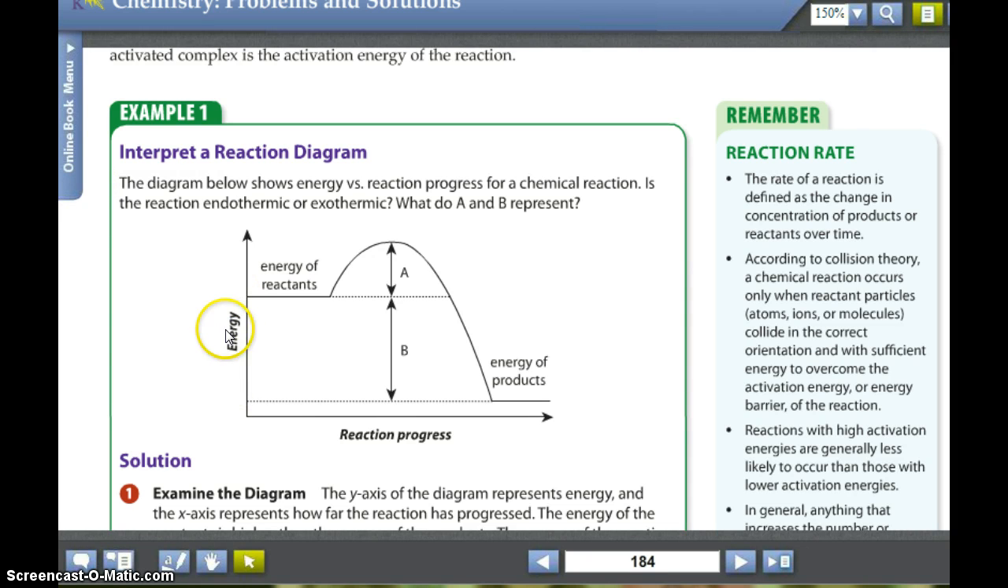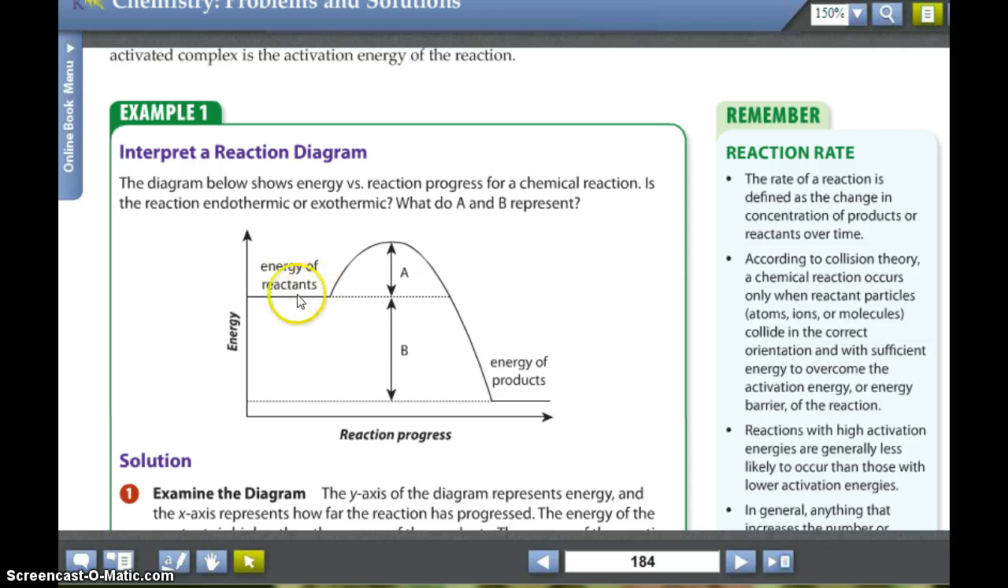All right, interpretive reaction diagrams. So we have energy increasing and reaction process. The diagram shows energy versus reaction process for a chemical reaction. Is the reaction endothermic or exothermic? What do A and B represent? Okay, endo means in, exo means out.